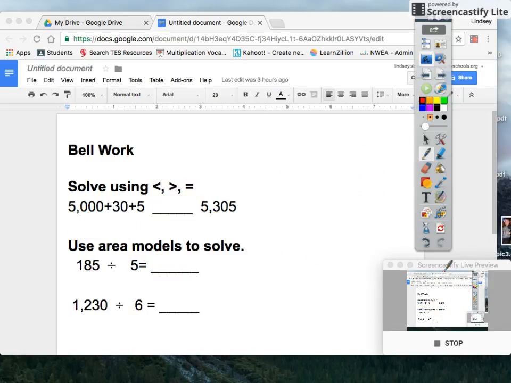We're going to do this one right here. 1,230 divided by 6. 1,230 is called the dividend. It's the number we're breaking apart. 6 is the divisor. It's the number that's being divided by. And then the answer is going to be the quotient.